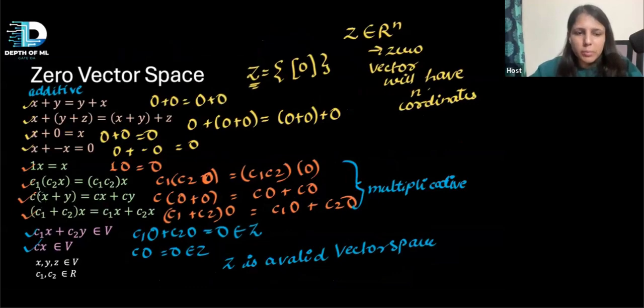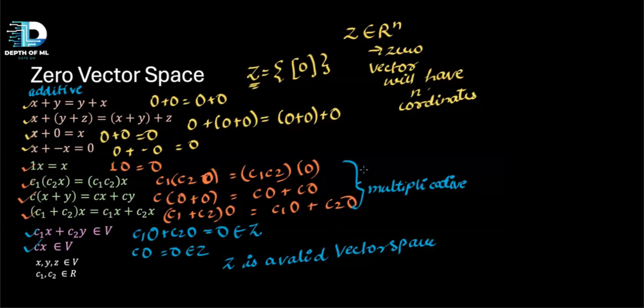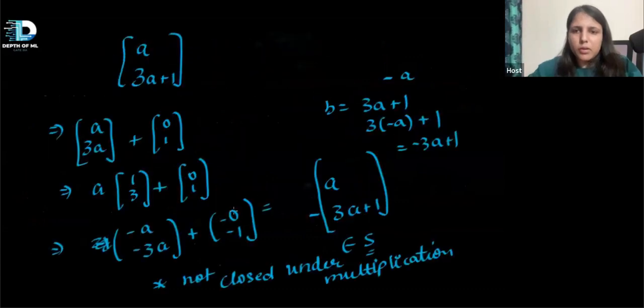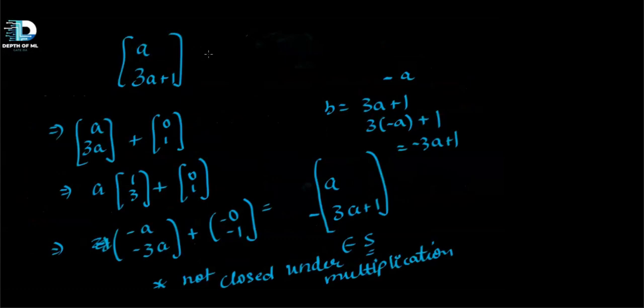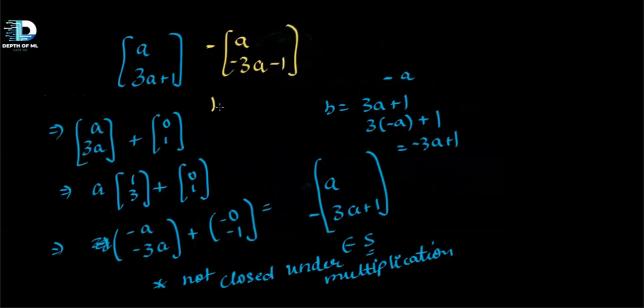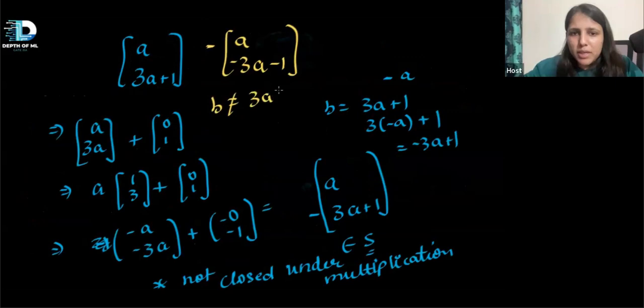So here, I think one property was that when I was multiplying -1 with X, I was not getting the same value. Here C1 taken as 1, C2 taken as -2. We both solved this. So vectors are all of this form. When I did -1 of this vector, I was getting -a, -3a, -1. But b is not equal to 3a plus 1 here.